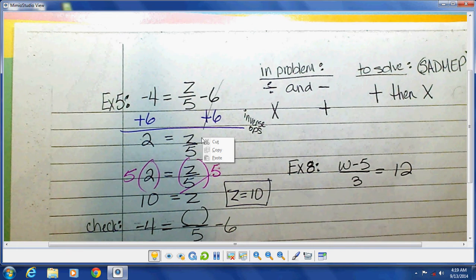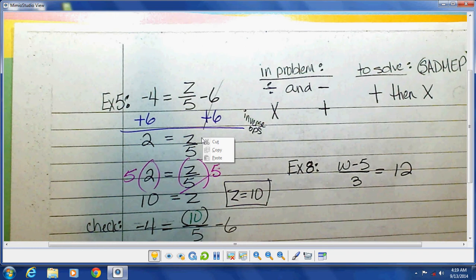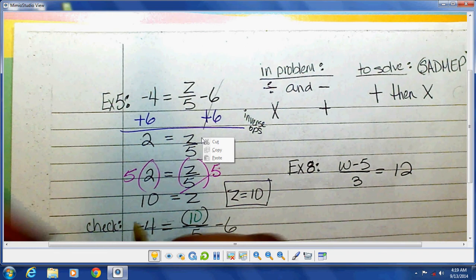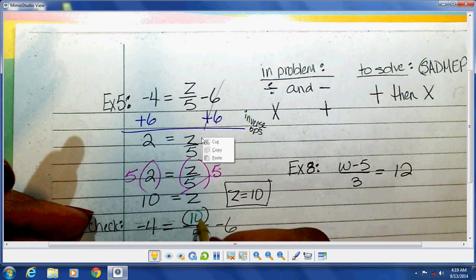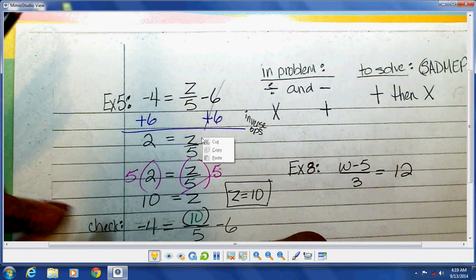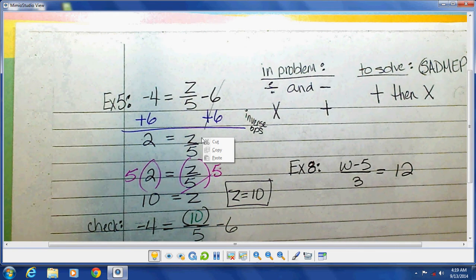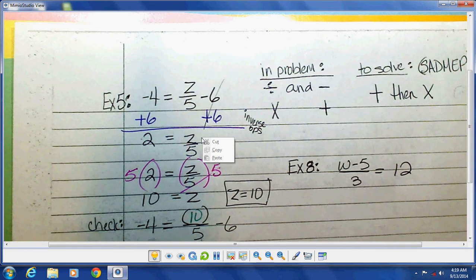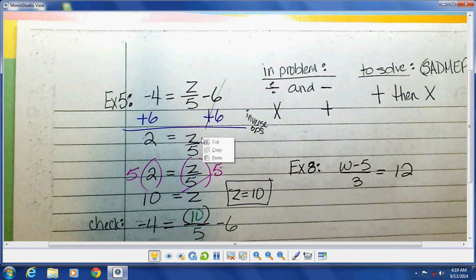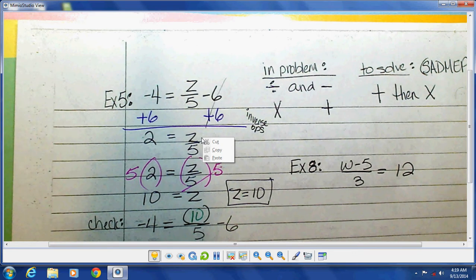Okay, let's check. So substitute your 10 into the parentheses and solve. So we have negative 4 equals 10 divided by 5 is 2 minus 6. So negative 4 equals 2 minus 6, which is negative 4. So since negative 4 equals negative 4, it does check.